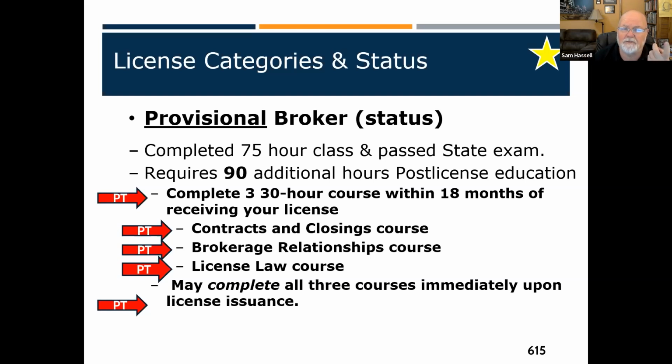All right. The first one's a contracts and closing course, 30 hours. Second one's a brokerage relationship course, same thing, 30 hours. And then the third one is a licensed law course, 30 hours, 369. There's a quiz or a test at the end of each one. You need to pass it. When you get your provisional license, you take this class, you pass the test, boom, you get your provisional license.